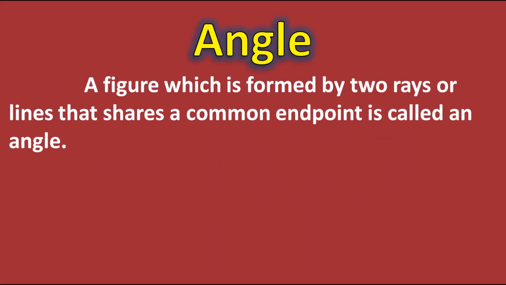A figure which is formed by two rays or lines that share a common endpoint is called an angle. So, for example, here this is a figure which has two rays. Here, these are two rays which are sharing a common endpoint. Therefore, this figure is called an angle. Okay. Now, let's move to the introduction of an angle.